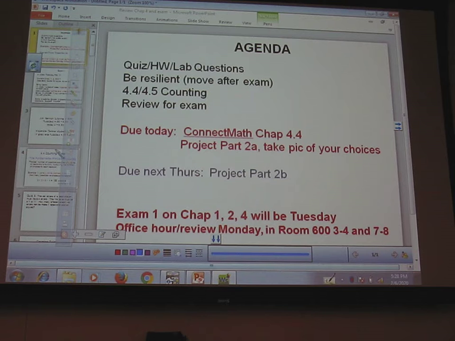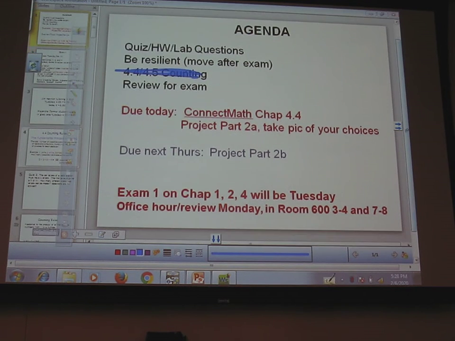All right, so then let's talk a little bit about what we're going to do today, which is reviewing for the exam. You have 4.4 Connect Math due today. Do not, I'm going to say this one more time, do not use the help buttons for 4.4. This section, it will confuse you more than it will help you. That's not true for most of the book, but for 4.4, just do it my way, and don't use your help buttons or the show me an example.